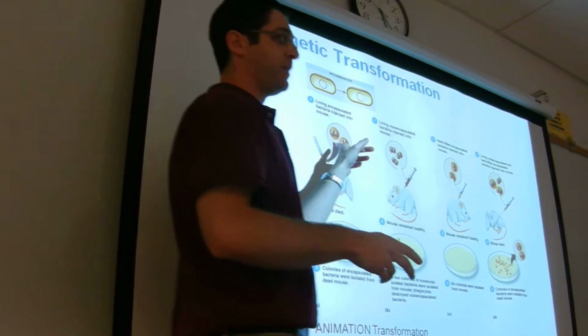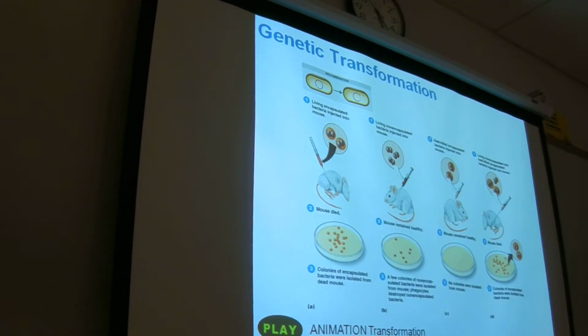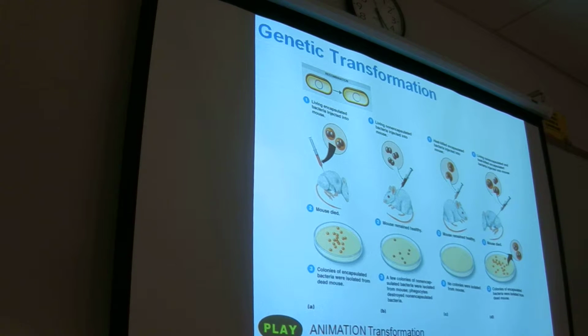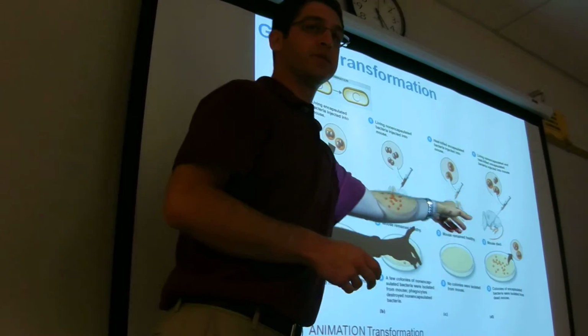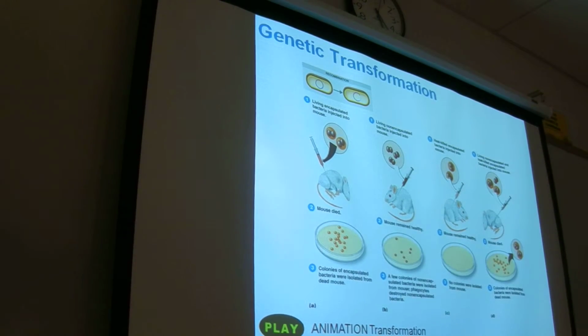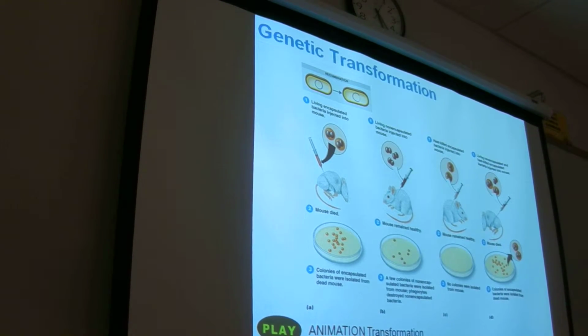Here, if you take this first bacteria, but you kill it first, you heat treat it, so you kill the bacteria, okay, and then you inject that into a mouse, it doesn't kill the mouse, okay? Does everybody see the difference between 1 and 3?